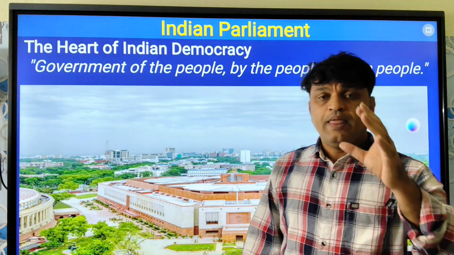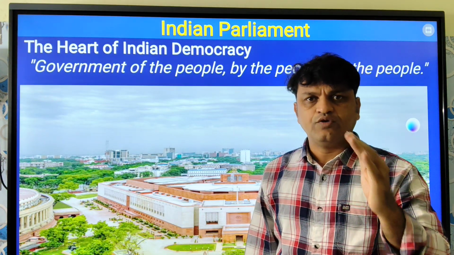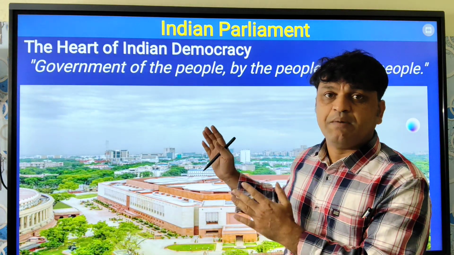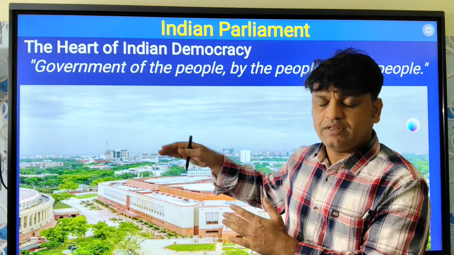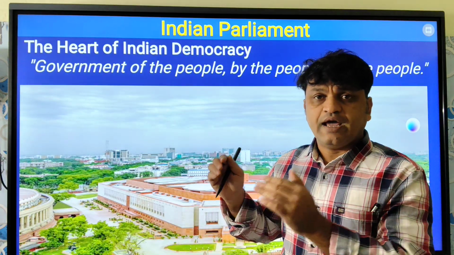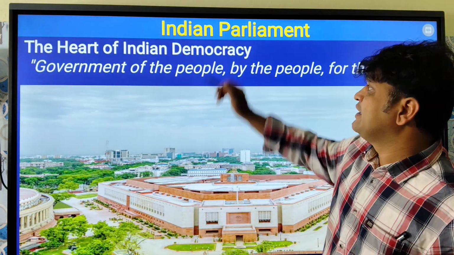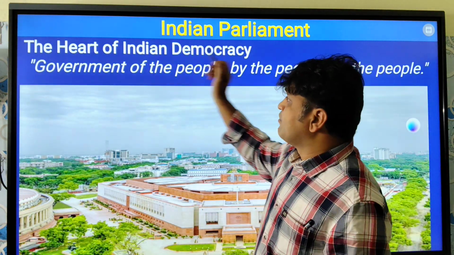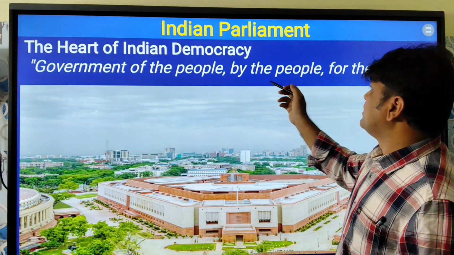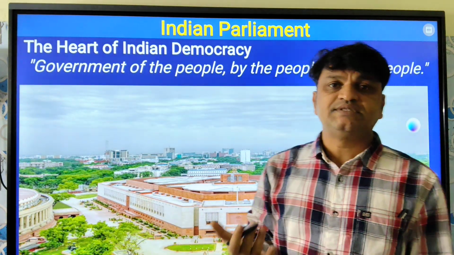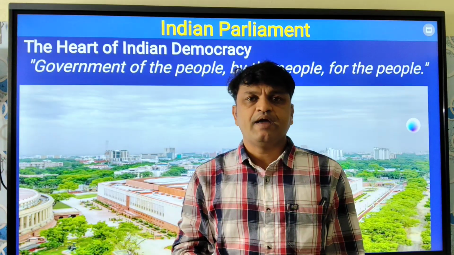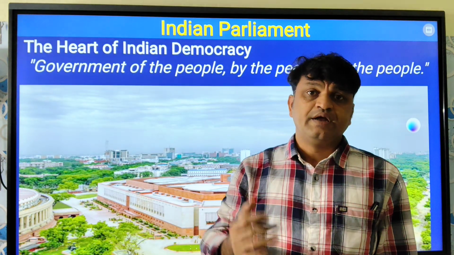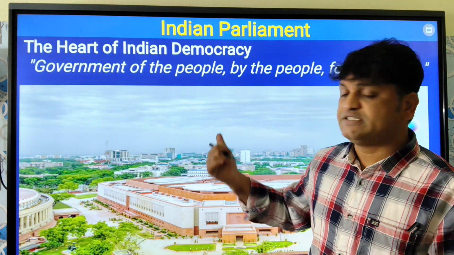The union government, also called the central government or federal government, is made up of elected MPs, members of Parliament, who are part of the legislature. The elected members will sit in the Indian Parliament. The Indian Parliament, the heart of Indian democracy, is government of the people, by the people, for the people. This famous definition was given by Abraham Lincoln, the former president of the United States, in 1863.